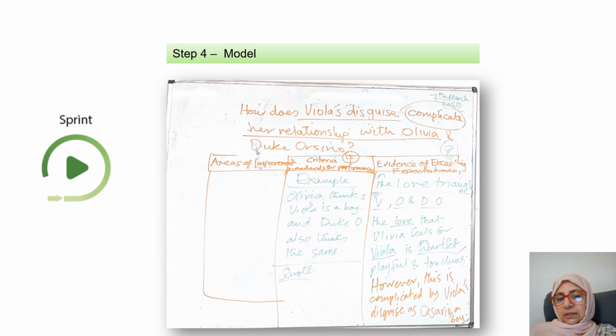And then, in exceeding expectations, we started to explore, how can we bring in thematic analysis? So we've already talked about how the love relationship between Olivia, Duke Orsino and Viola is complicated, and so taking it forward in the love triangle, Viola, Olivia, and Duke Orsino. In the love triangle of these three people, the love that Olivia feels for Viola, who's dressed up as Cesario, is heartfelt, playful, and touching. Students came up with these three words actually. However, this is complicated by Viola's disguise of Cesario, a boy.